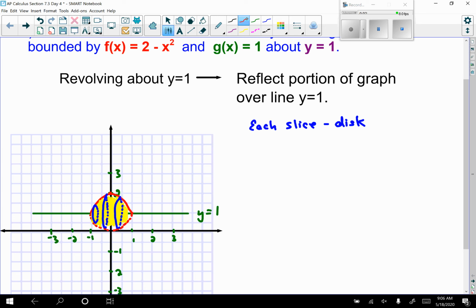Then we want to write out the radius first before we get to area. So the way I'm going to go through the steps to setting this up is we first need to write out an expression for the radius of each slice, and then the area, and then that leads us to the volume. So the radius of each slice, I'm going to start right at the center here. In this case, it is the line y equals 1.